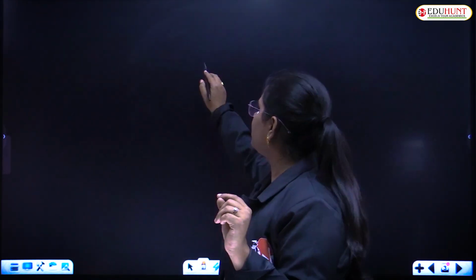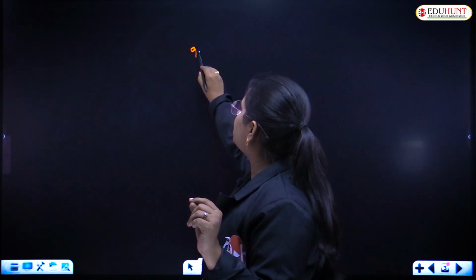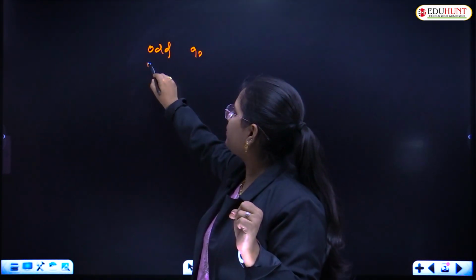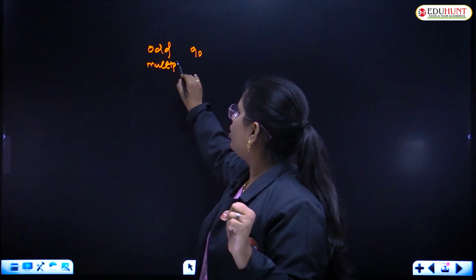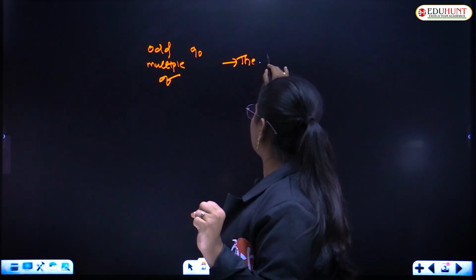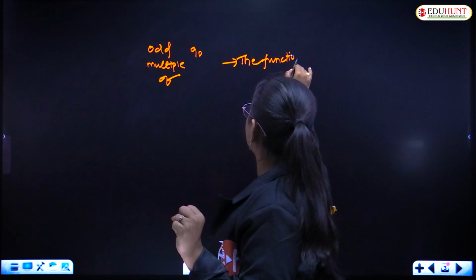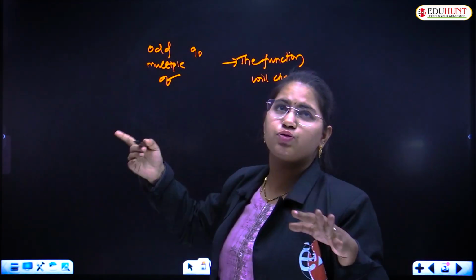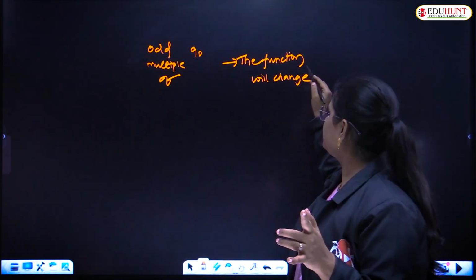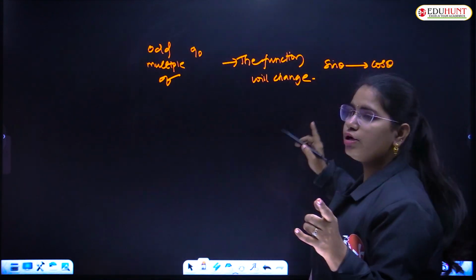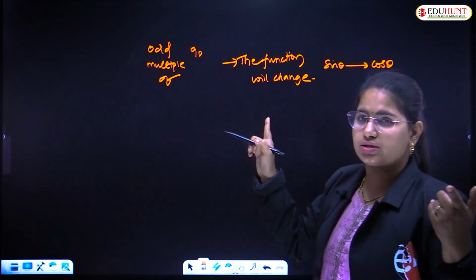Remember one thing: whenever you see an odd multiple of 90, the function will change. From which function to which function? The function will change from sin theta to cos theta. I told you, sin(90 minus theta) changes to cos theta.